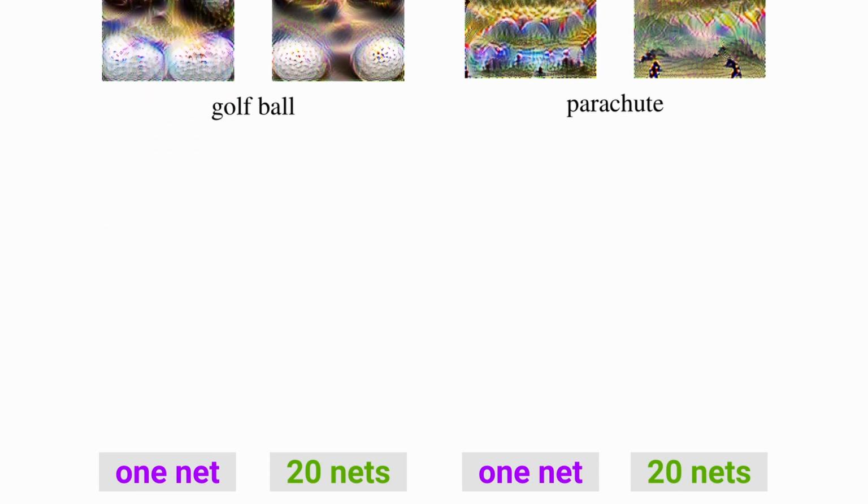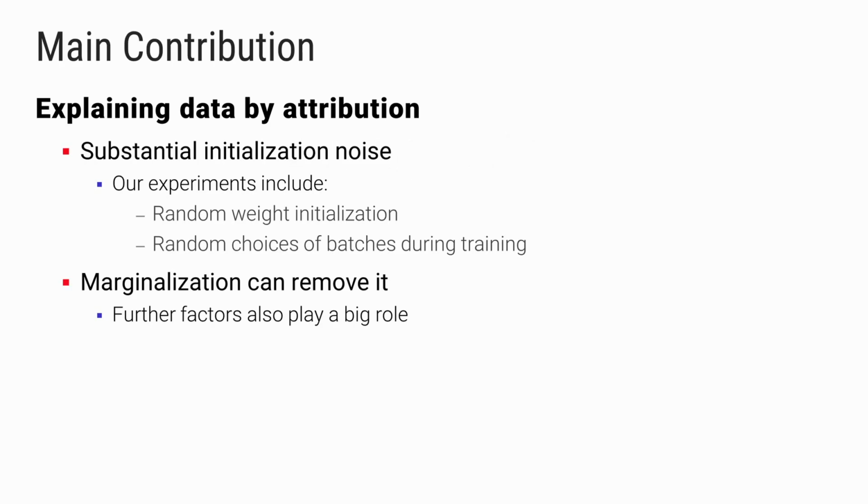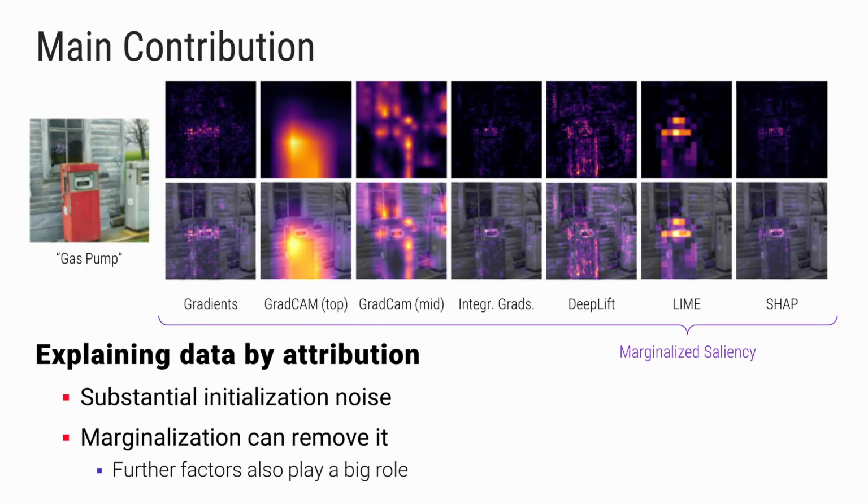So the main conclusion of our paper is to caution the reader with respect to interpreting attribution results when explaining data rather than the classifier. As we can see, the network initialization already leads to quite some strong variability. We also show in the paper how to remove this source of noise, but we also suspect that there's more variability hidden in other external factors such as the architecture itself.